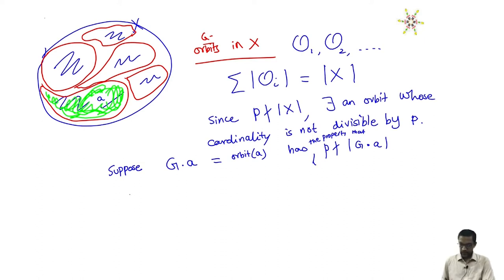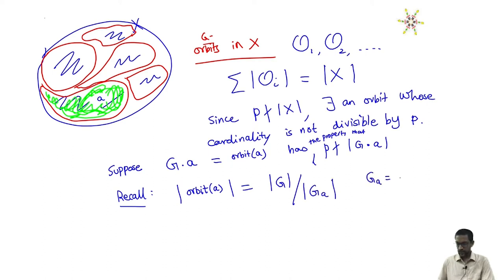Now, let's recall the counting statement, which says that the cardinality of an orbit is just the cardinality of the full group divided by the cardinality of the stabilizer. Okay, so what is GA here? GA is nothing but the stabilizer of A, which just means it's all group elements G which fix A. So this is just the counting theorem. So what does this mean? What are our conclusions?